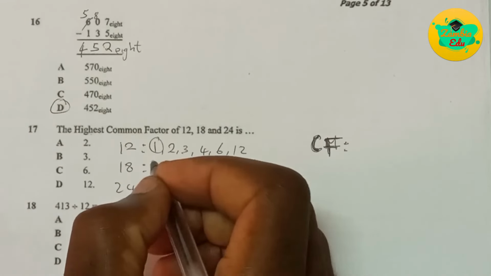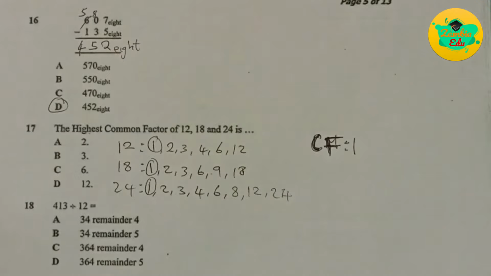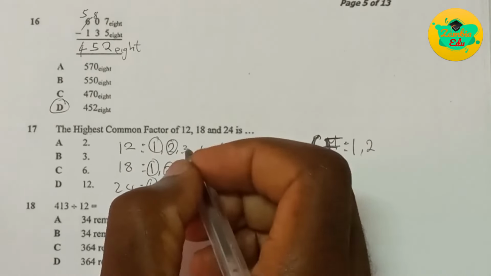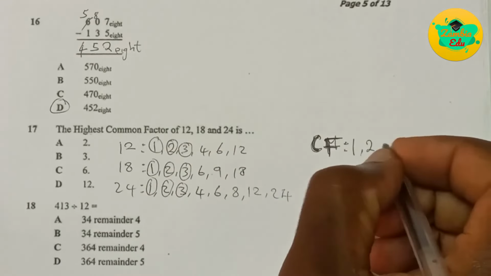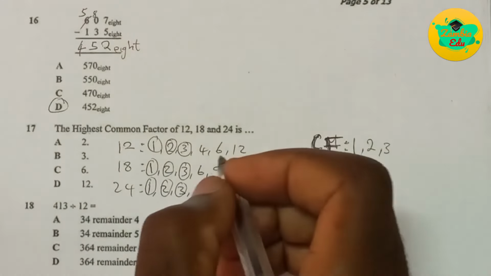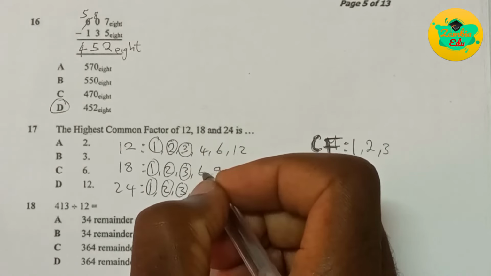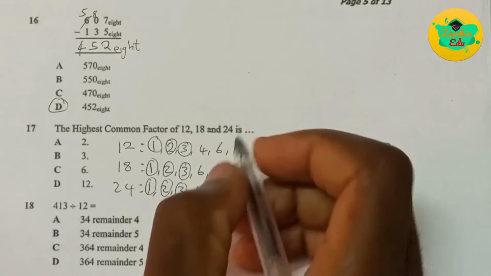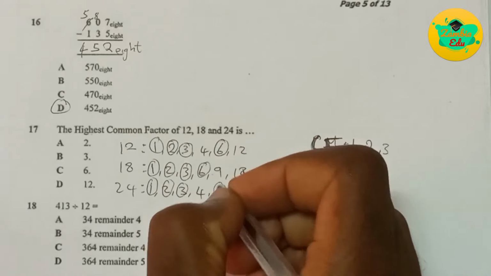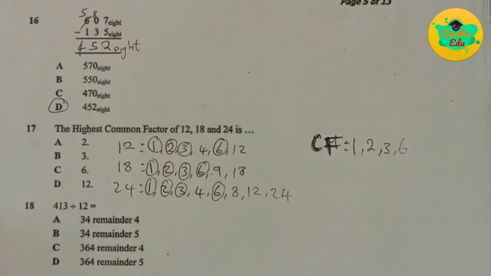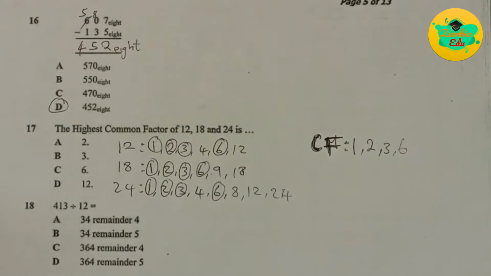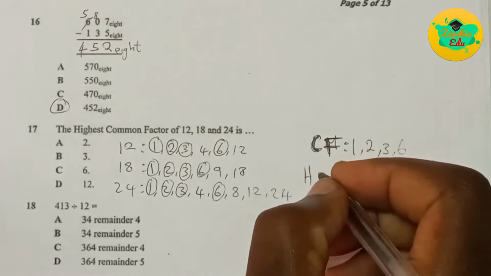1 is a common factor because it appears in all the three numbers. 2 is a common factor. 3 is a common factor. Okay, we have 4, but 18 has no 4, so we can say 4 is not a common factor. 6 is a common factor, and there is no other number which is common among them. Okay. So from these common factors of those three numbers, which one is the highest factor?